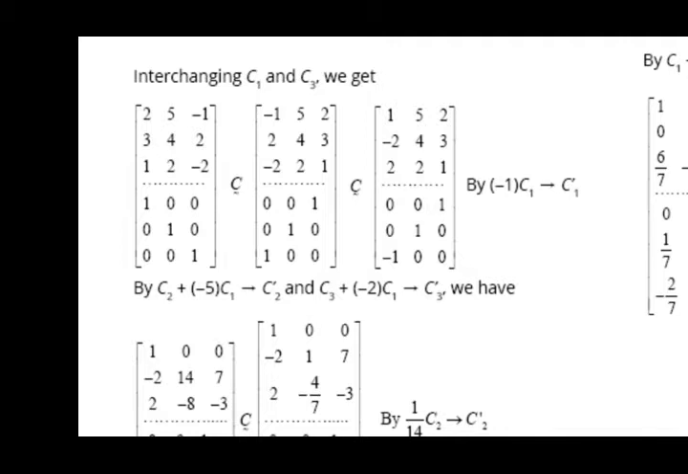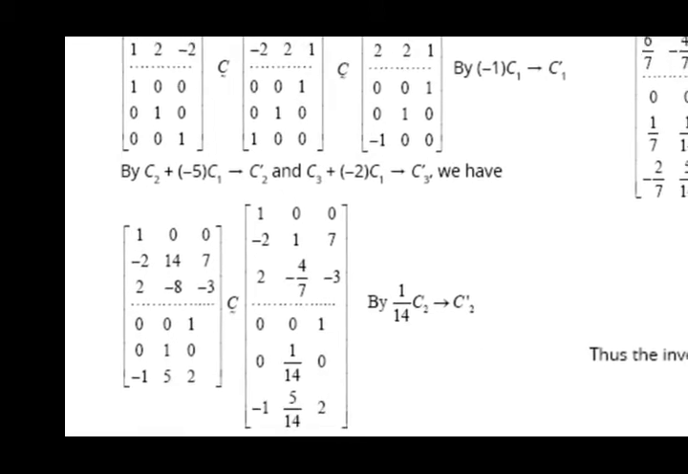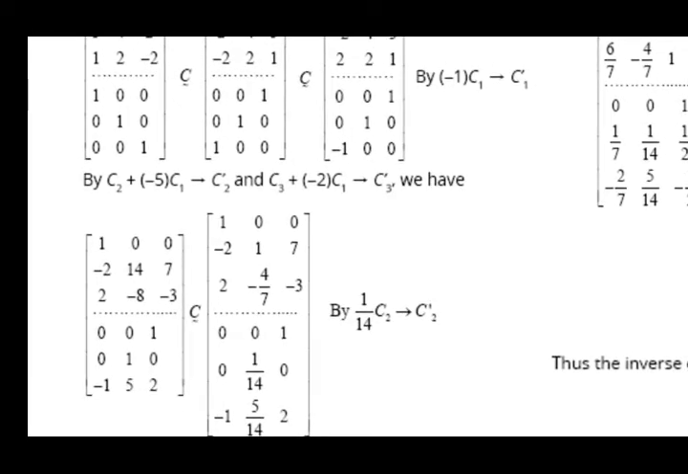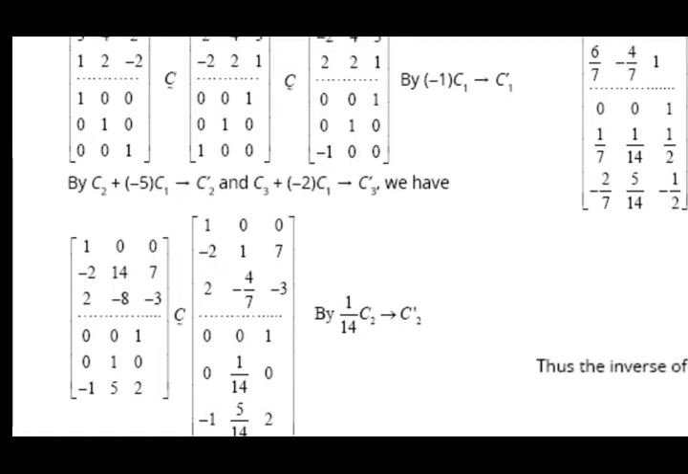Here we have 5, we multiply C1 by minus 5 and add in C2, and multiply C1 by minus 2 and add in C3. Now in the second row we have 14, we divide C2 by 14, and we get these values. And next we want to make minus 2 and 7 equal to 0. We multiply C2 by 2 and add in C1, and multiply C2 by minus 7 and add in C3.